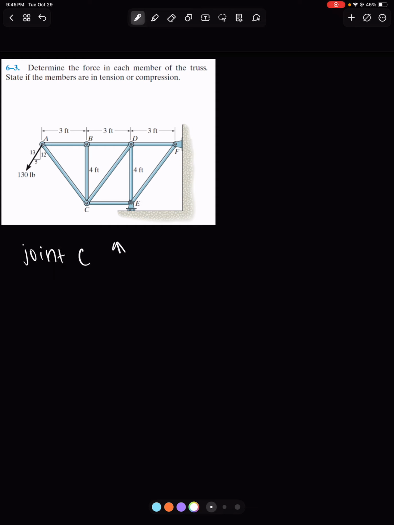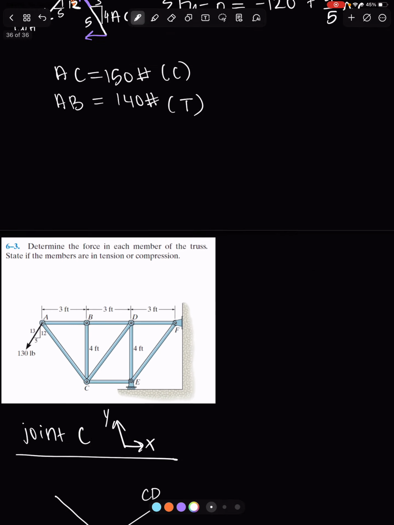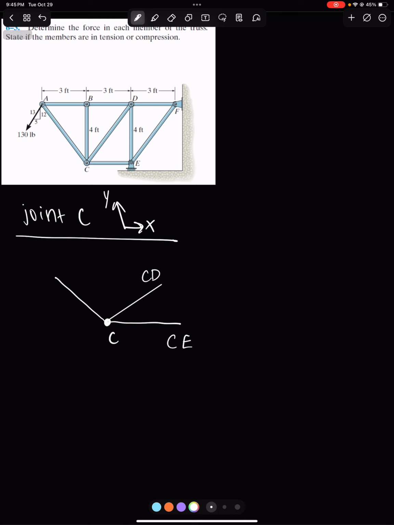So, joint C. I'm not drawing BC, remember, because it's 0. We need to find CD, and we need to find CE. That's purely horizontal. A little slanted. Okay, and AC, remember up here we derived that it is a compressive 150 pounds. So if it's pushing on that joint, it's going to push on this joint as well. It's still compressive.